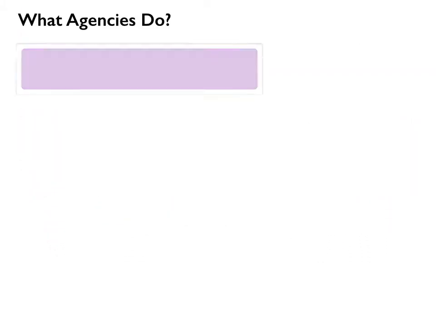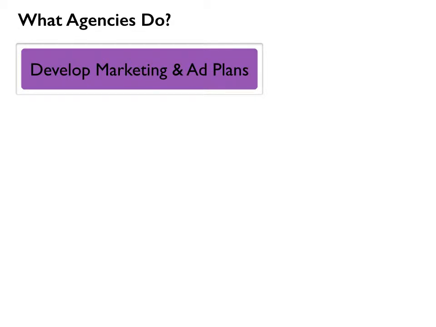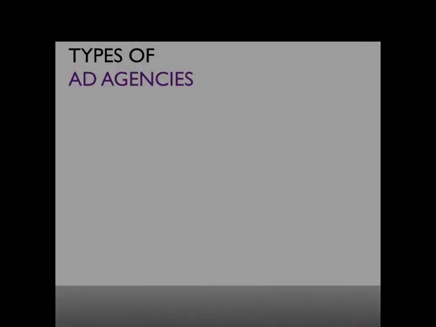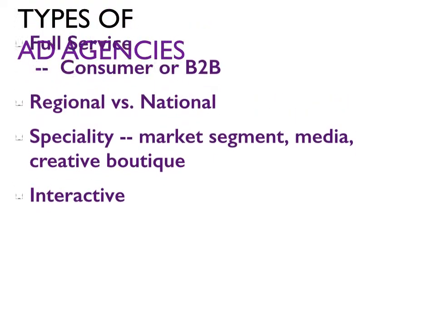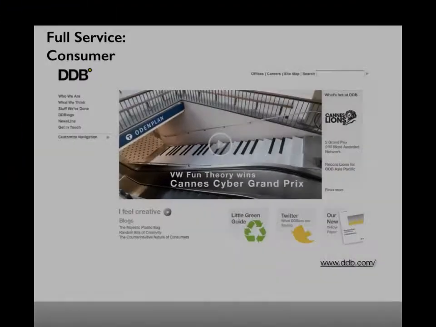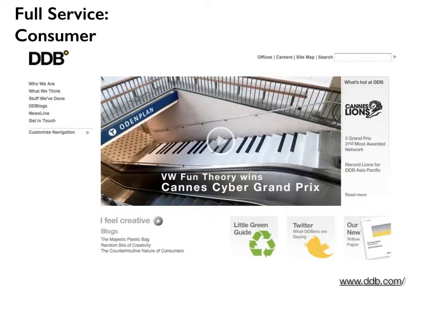Fun graphic, but we're going to pass by that. And so what do agencies do? They develop marketing, they do ad plans, they develop ads, they do promotions, and they purchase space and time. The type of agencies, again, there's full service, there's regional, there's national. Very similar to the types of ads that are created, there's agencies that exist to help them. There's interactive ad agencies. Remember that. So you have somebody like DDB, they've been around forever. They fully service everything from communications to the placement of ads to development of ads, a full service.